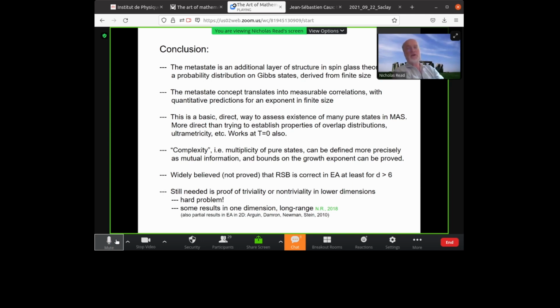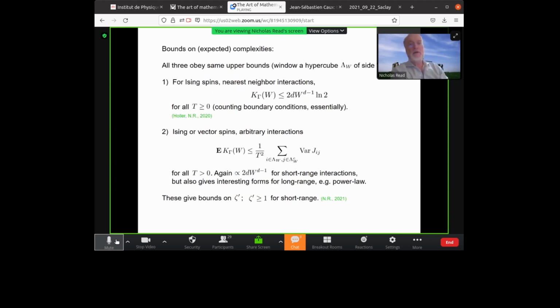I don't have any information about the fluctuations in the complexity. My most recent bounds are only on the expected value of the complexity. The other one does not require an expectation value, but I have no information on how much it fluctuates. Okay. So that's completely open.